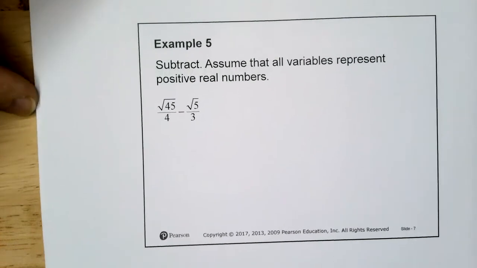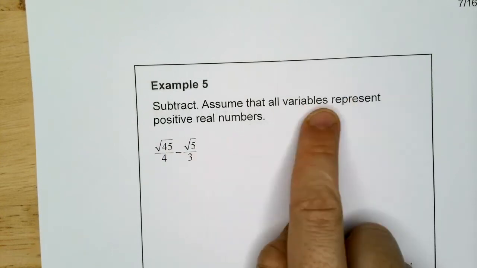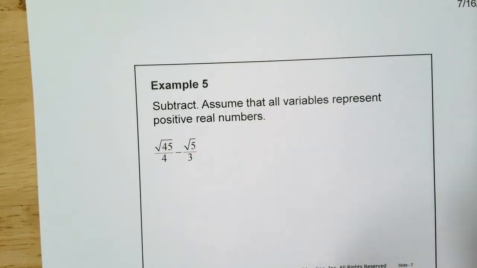All right, now we are subtracting. They are all positive real numbers. There aren't any variables. That's funny. So assume all variables represent positive real numbers, but there are no variables. Okay, so we're subtracting and we're just using what we know about fractions and what we know about radicals to solve this, all right?